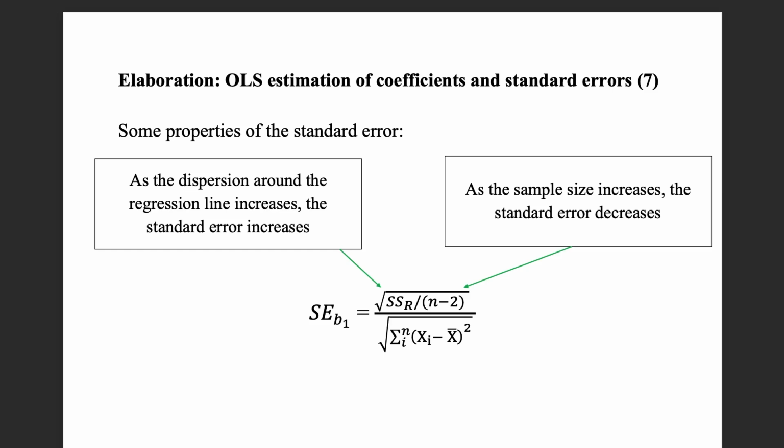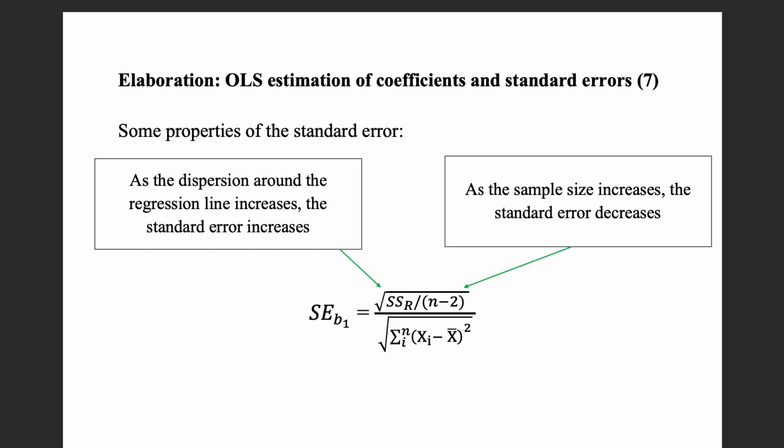And the larger the sample size is, the larger is the number we are dividing SSR by. So the more observations we have, the larger is the number we will divide SSR by, which means that the smaller the number on top of this fraction is going to be. So what does that tell us? It tells us that as the sample size goes up, the value of the standard error goes down.